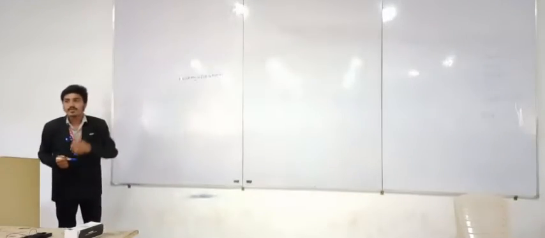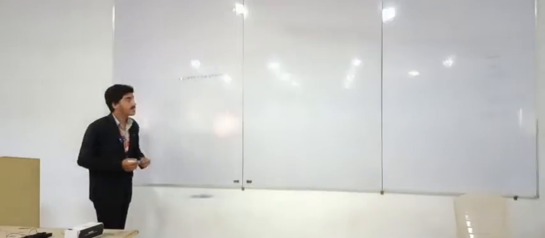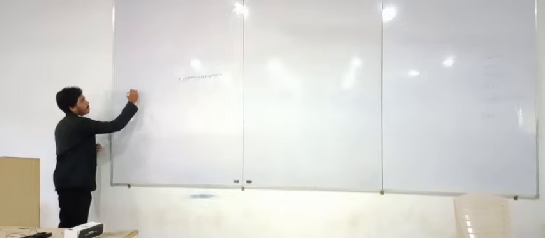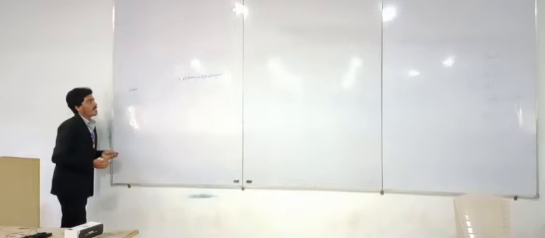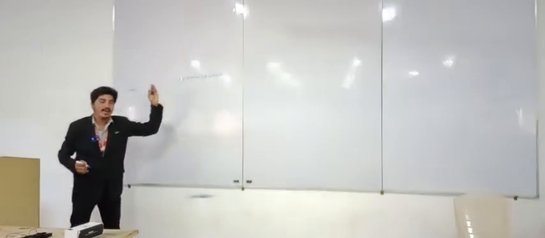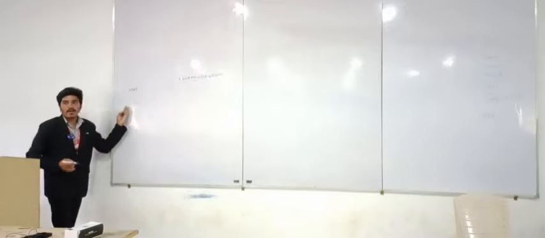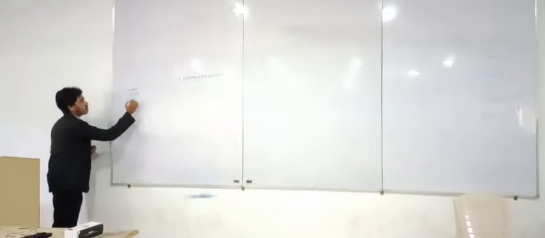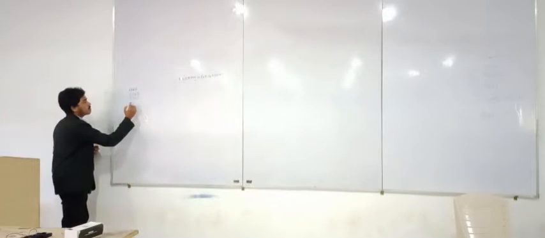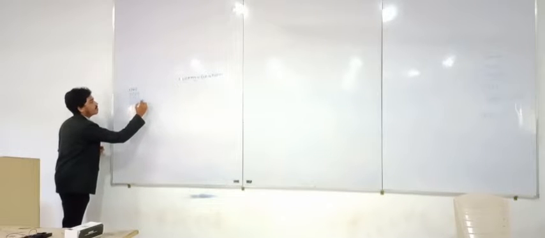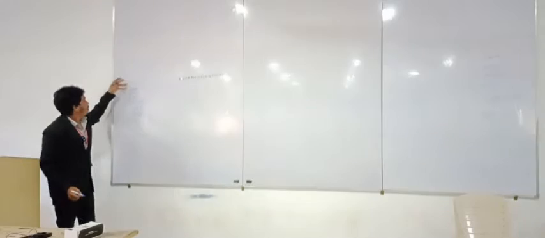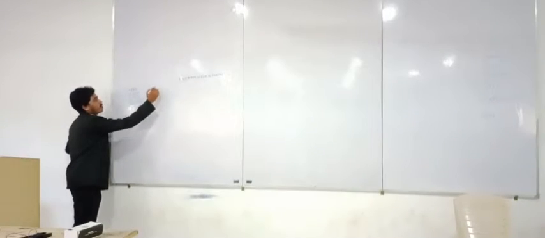Let us discuss 1NF. 1NF means first normal form. How many types of normalization are there? Yes, five types: first normal form, second normal form, third normal form, BCNF, fourth NF, 5NF. Absolutely correct. Let us discuss the first NF.